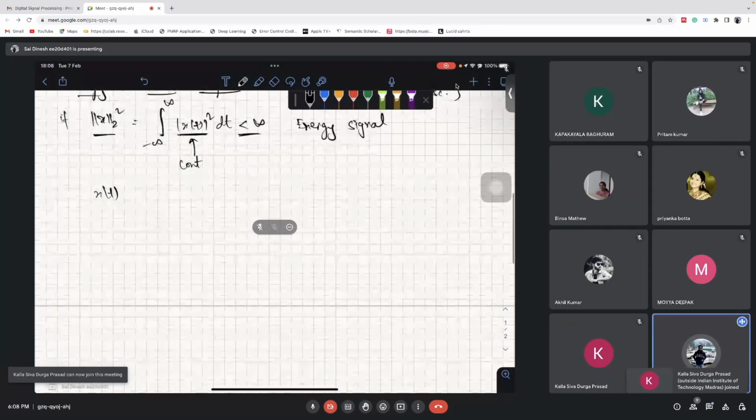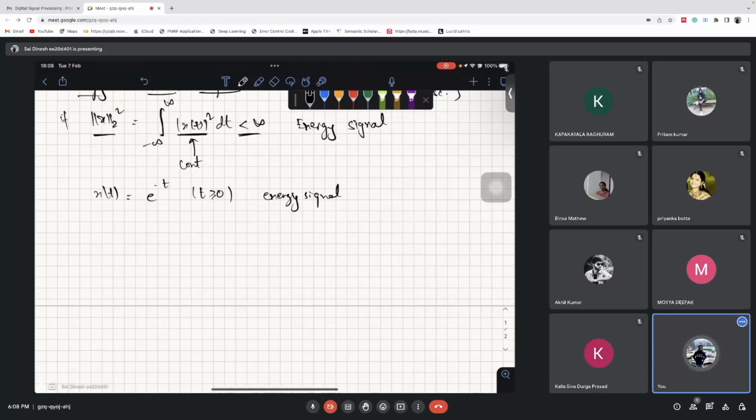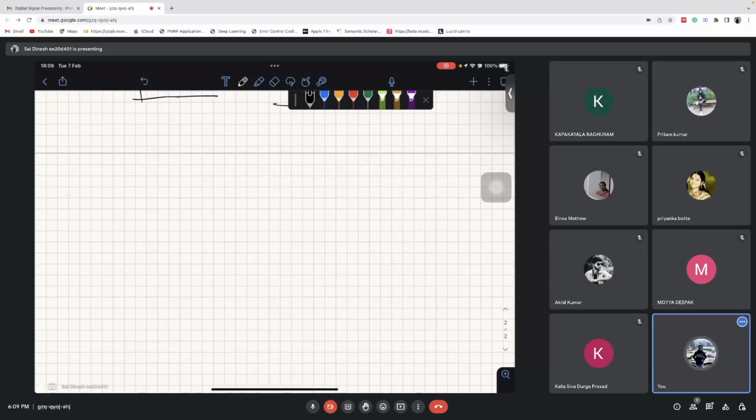An example would be x(t) equals e^(-t) for t greater than or equal to 0. So this is an energy signal, right? And then e^t is not an energy signal. This is monotonically decreasing, so the energy is finite. But if you have a monotonically increasing signal like e^t, then it is not an energy signal, right? And then next we move on to power signals.